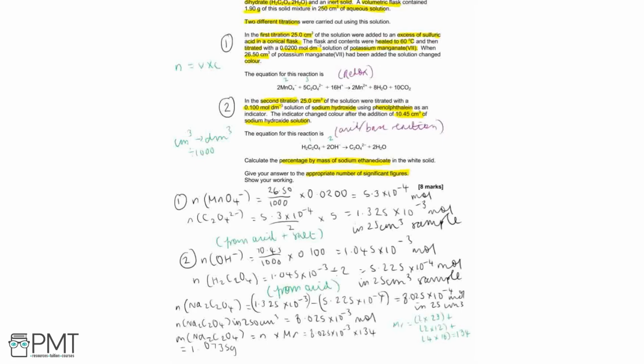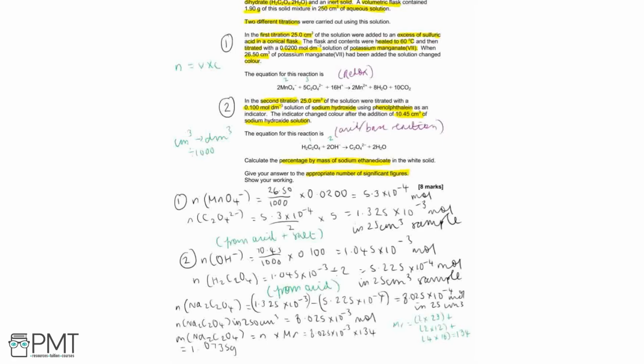1.0735 grams. So now we've got our mass of sodium ethanedioate. We know the mass of our solid mixture which we dissolved, that was 1.90 grams. So to do a percentage by mass, we just need to divide our mass of sodium ethanedioate by our original mass and times that by 100.